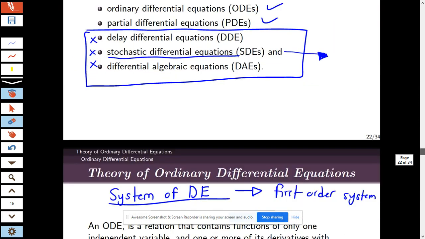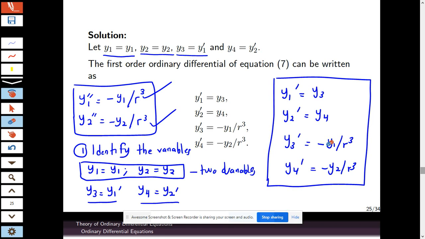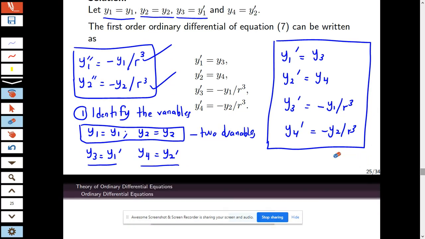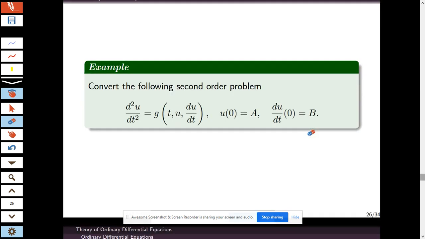Okay, so why is it better for you to transform? Because it's better to use Scilab when it's a first order. Second order is a bit complicated to use with Scilab because you have to do the derivative twice. That's why we want to reduce it to a first order system. Okay, now you guys try. Convert the following second order problem.